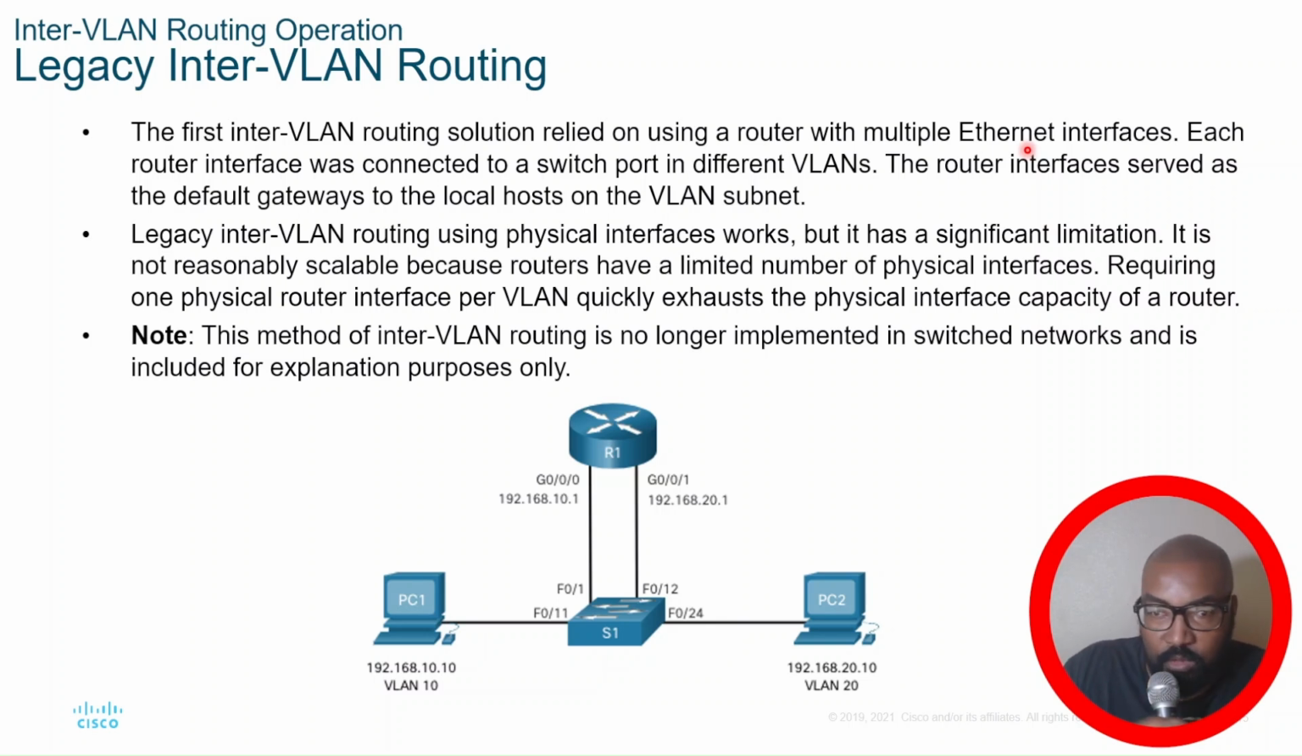Configuring those, you would have to trunk them. Essentially, it's kind of like this: you have 2 connections coming out of the router, and both of these would be trunked into the switch. This is the old school way, right? Legacy inter-VLAN routing using physical interfaces, but it has significant limitations and is not reasonably scalable because routers have a limited number of physical interfaces.